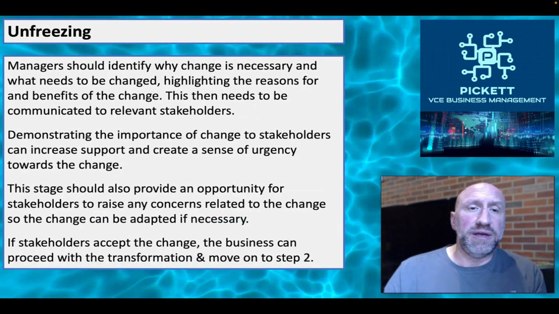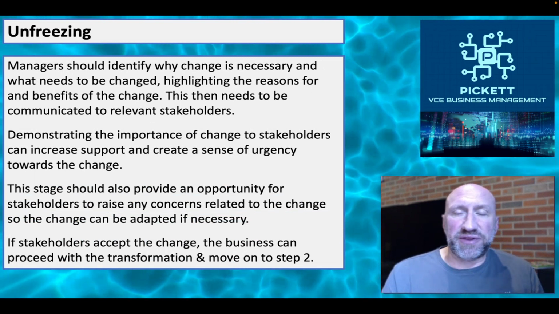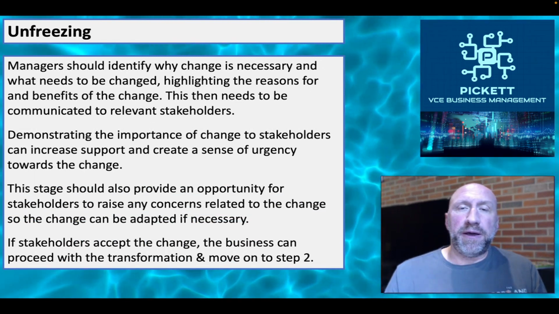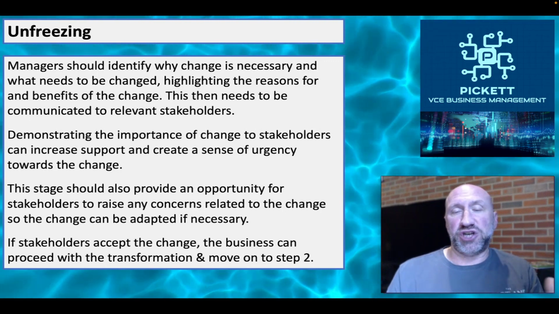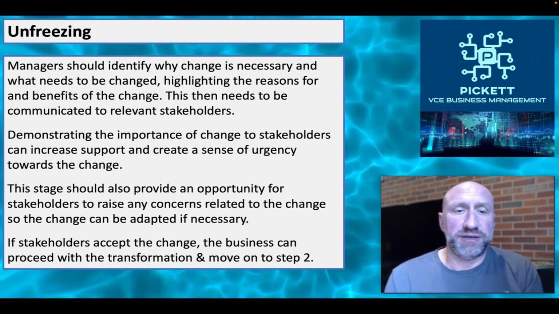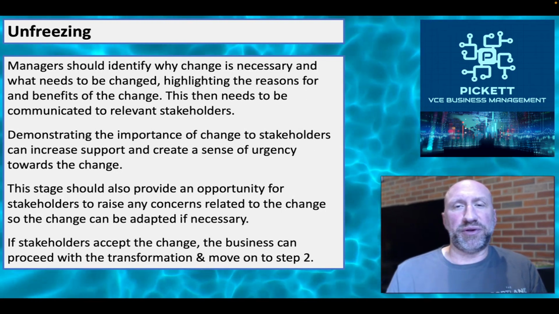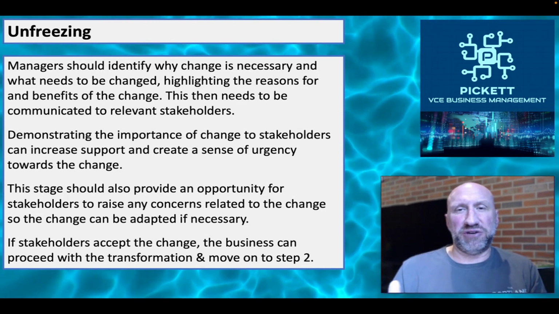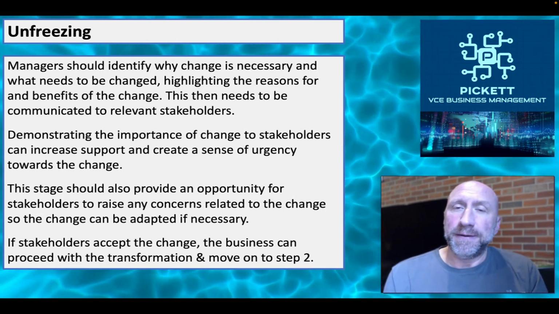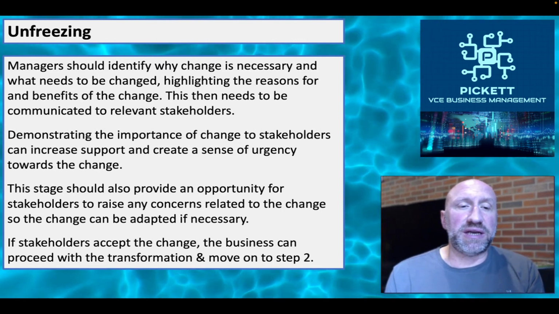Okay, so managers need to identify why the change is necessary. Look, that's probably already happened. And what needs to be changed. Okay, highlight the reasons and the benefits of the change to all the relevant stakeholders, and then communicate that. Now, again, generally we're talking about employees here, okay, but there might be other stakeholders involved here. But the focus generally for this stuff is on the employees. The managers need to demonstrate the importance of change to the stakeholders.